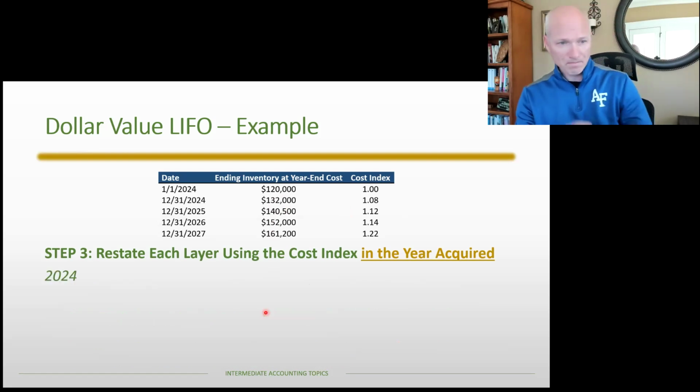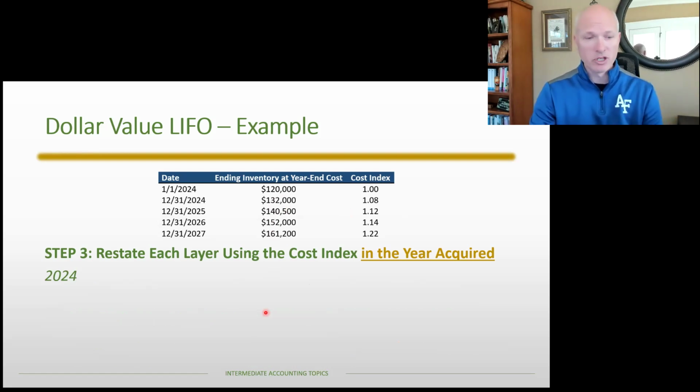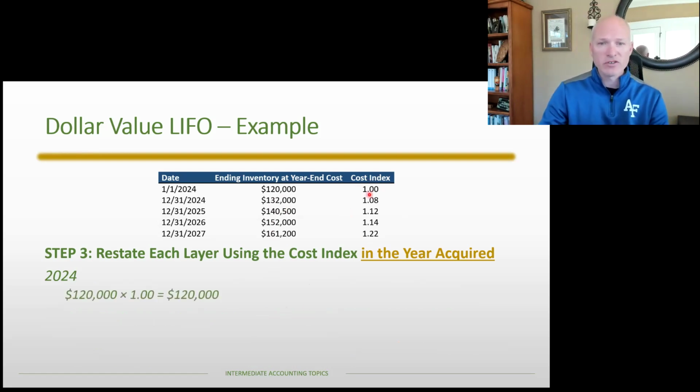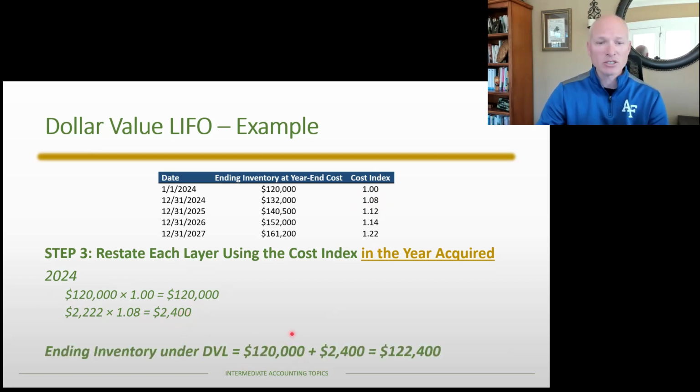So in 2024, there were 2 layers, if you remember. There's the base year layer, and the cost index for the base year is 1. So that's 120,000, no adjustment to that. We added a layer at base year costs of $2,222. The index for that layer is 1.08. So now our new layer at the acquisition cost is $2,400.